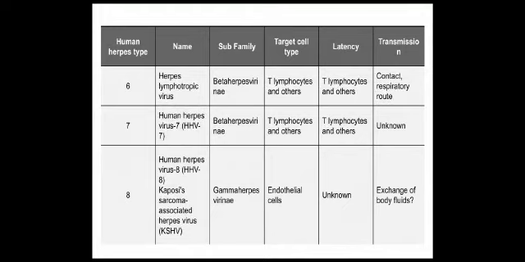For you to remember which subfamily they belong to, you can remember it as 1, 2, 3, that is herpes simplex 1, 2 and varicella zoster. They belong to the alpha herpes virus subfamily, whereas 5, 6, 7 belong to your beta herpes viruses. 4 and 8 belong to gamma.